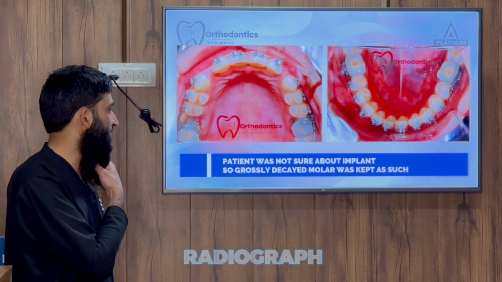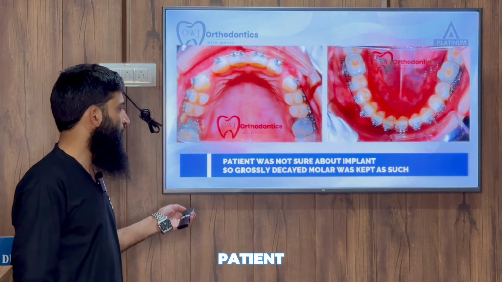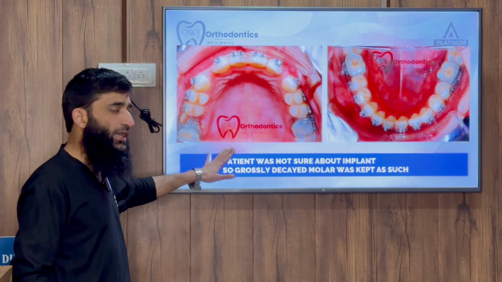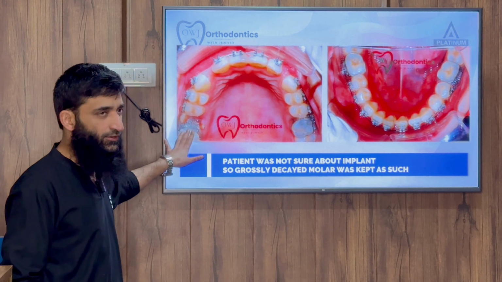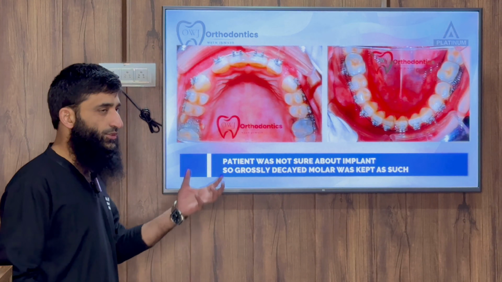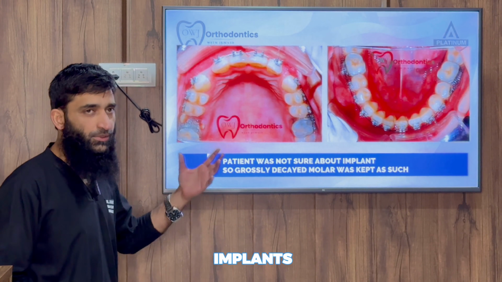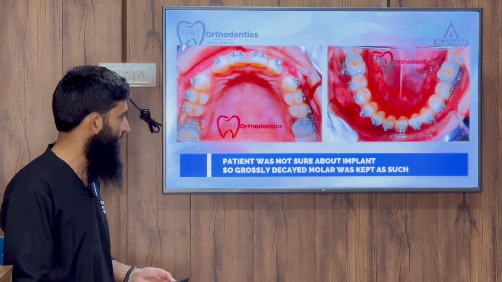These are the occlusal radiographs, and the patient was not sure about going for an implant in the 1/6 region. We kept this to have the bone. She wants to go for the implant after the completion of the treatment.